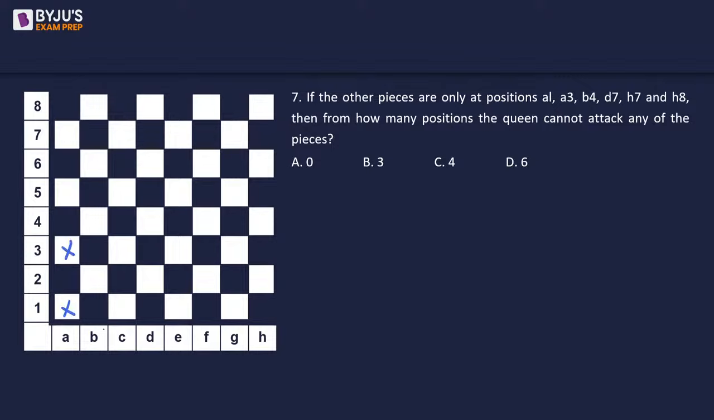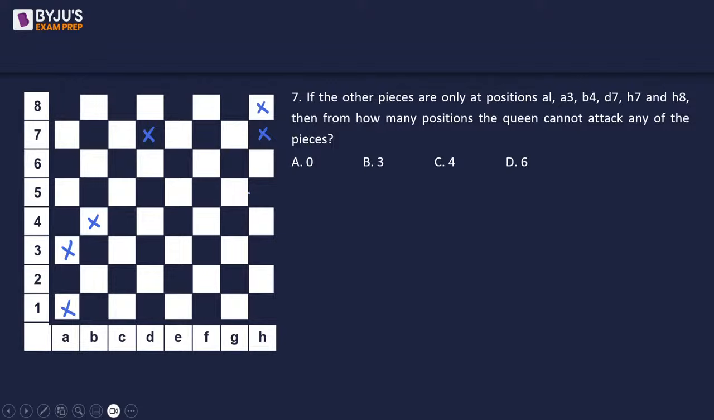Next one. If the other pieces are only at positions A1, so let's put one at A1, then we have A3, then B4, then D7, then H7, and H8. Then from how many positions can the queen not attack any of the pieces, right?